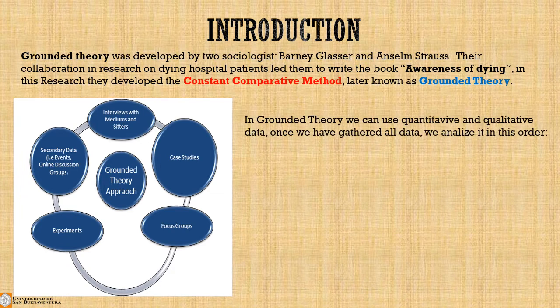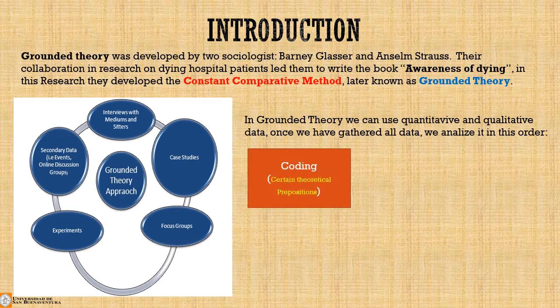In grounded theory, we can use quantitative and qualitative data. Once we have gathered all the data, we analyze it in this order. First, we have to code. In this step, as you code, certain theoretical propositions will occur to you, as the data collection and coding precede the codes.